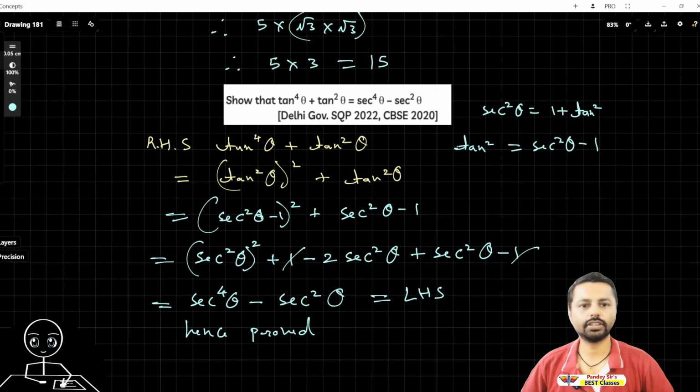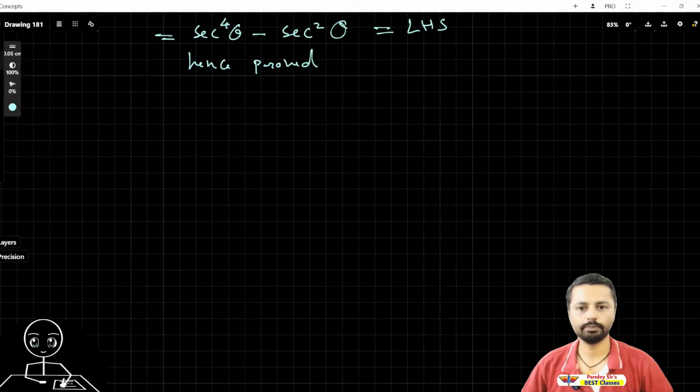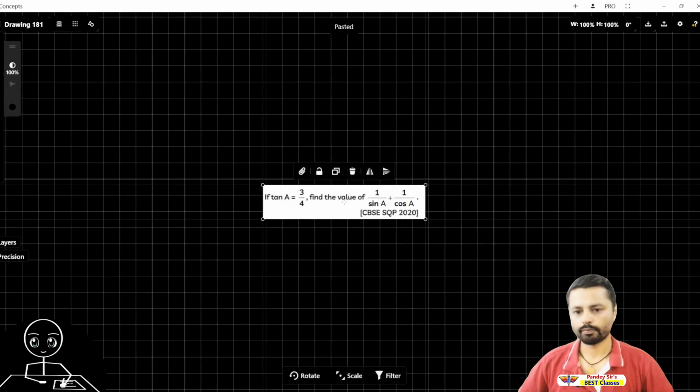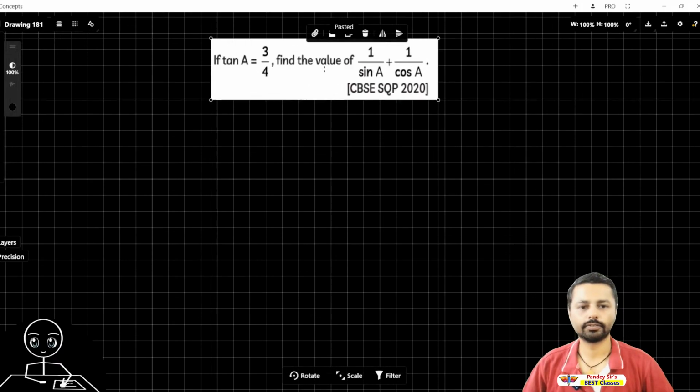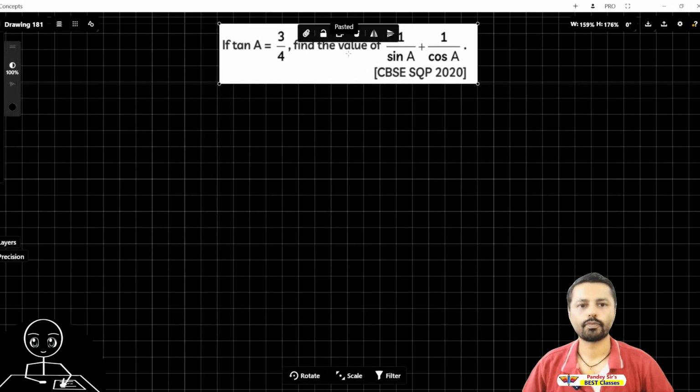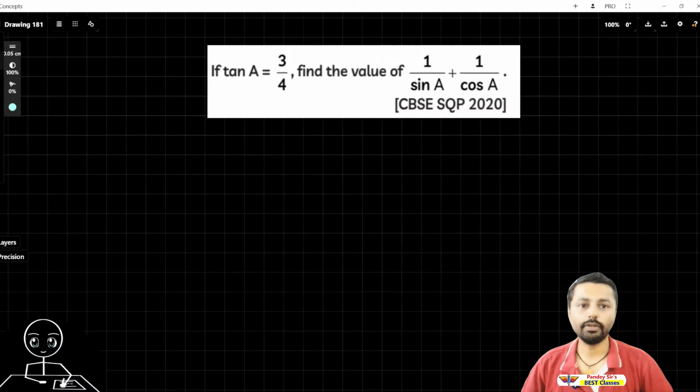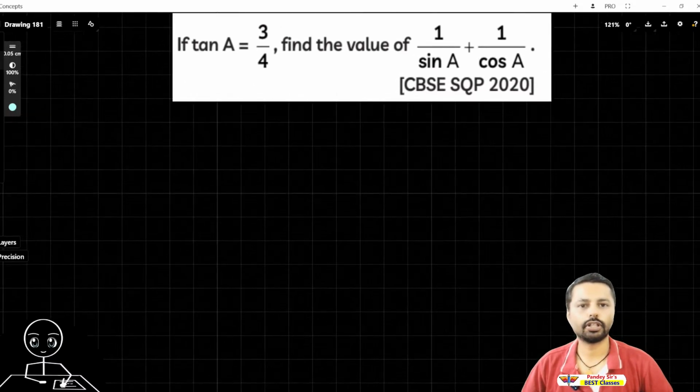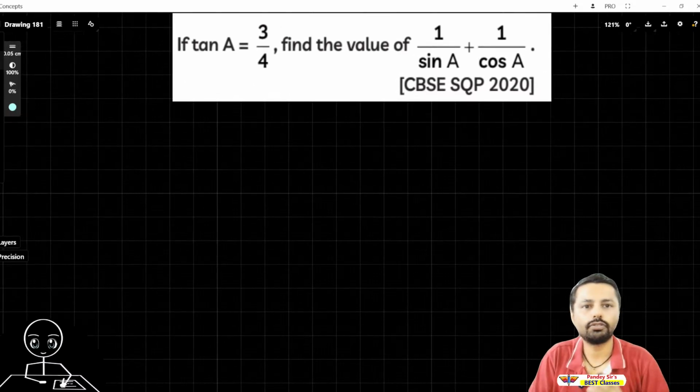I will zoom out once if you want a screenshot. Okay. Now here is that question. Now tell me one thing. If you actually have to solve this question in the exam, what will you first start with?